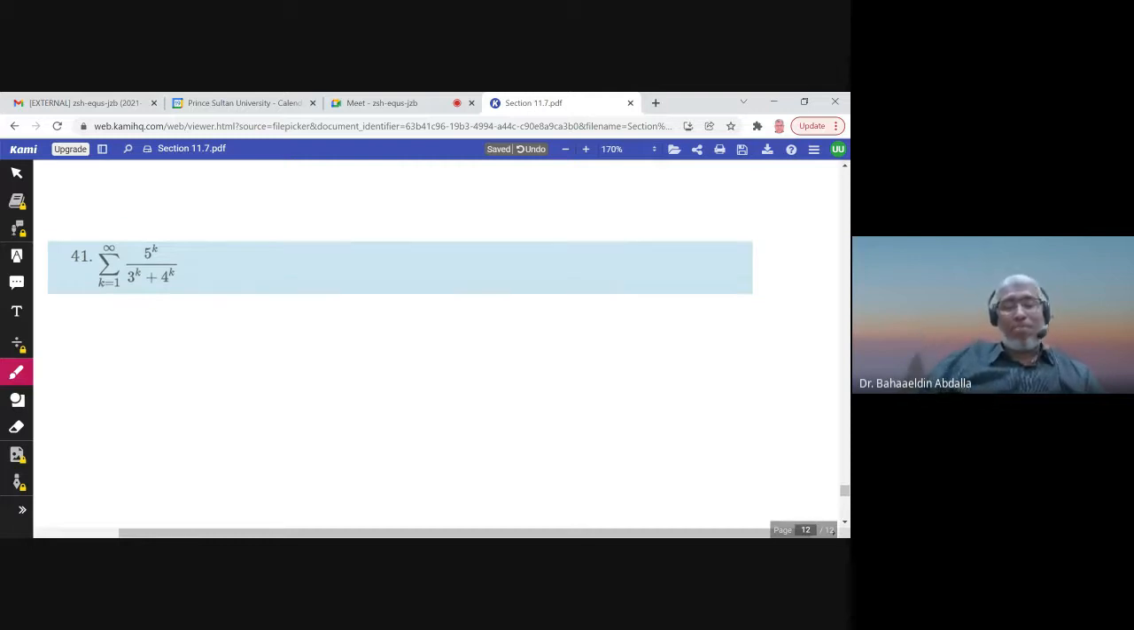Well, I can solve this one in 2 ways. All the terms are positive. So notice that 3 to the power k plus 4 to the power k is less than 4 to the power k plus 4 to the power k because 3 is less than 4. And this is 2 times 4 to the power k. So 1 over 3 to the power k plus 4 to the power k would be greater than 1 over 2 times 4 to the power k.